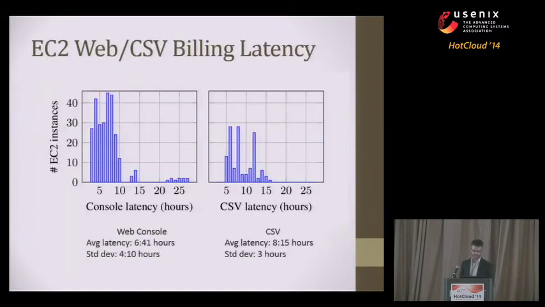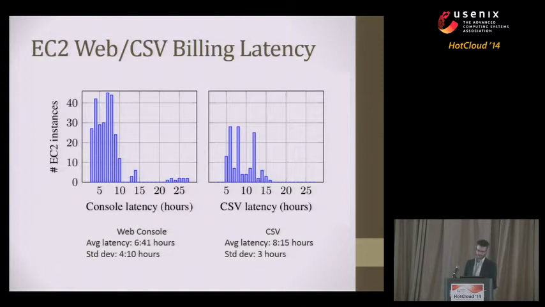So we found that billing latency was long for every provider, some more so than others. These graphs here show the number of EC2 instances that experienced billing updates after a certain number of hours. So to read this, you'd look at it and see a bar at 8 on the x-axis with a height of 42 would show us that 42 instances exhibited a billing latency of 8 hours.